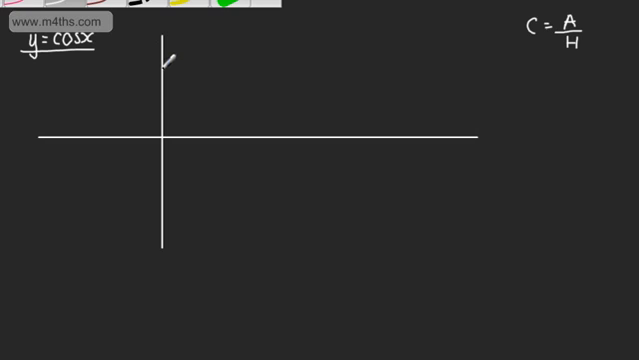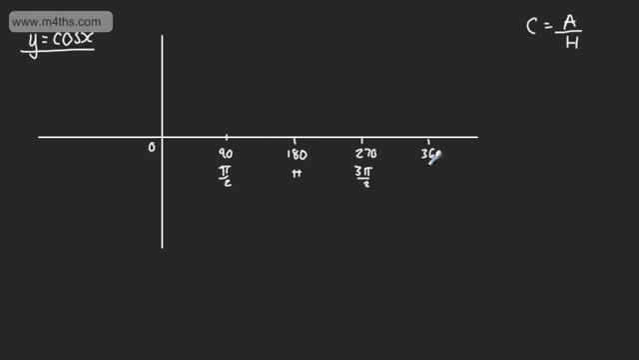We start off with a maximum at 0 of 1. So let's go ahead and put these on. This is going to be 90 or pi by 2, 180 or pi, we've got 270 or 3 pi by 2, and then 360 or 2 pi. So 0, we've got now pi by 2, we've got pi, we've got 3 pi by 2, and then we've got 2 pi. Just remember, this is simply a translation of the sine curve.